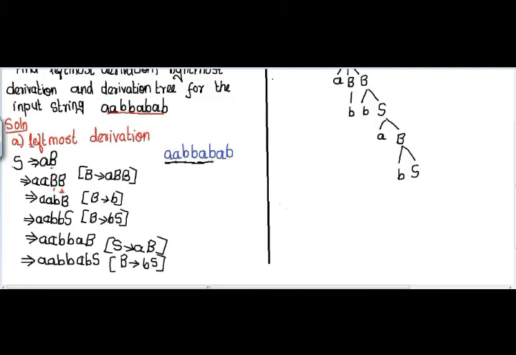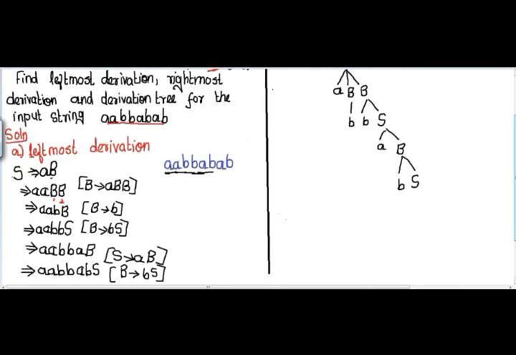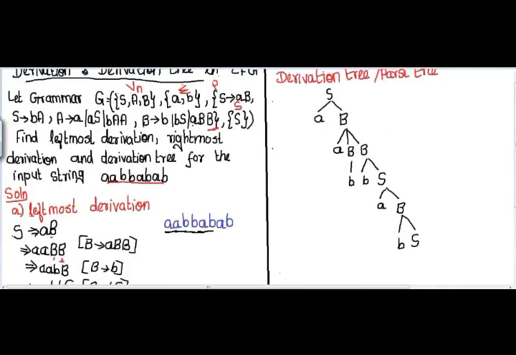The next character in this input is a, and here I have capital S. So I'm going to check the S productions. I have one S production which starts with a, so I'm going to choose S tends to aB.